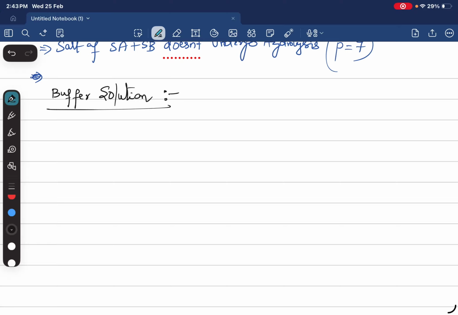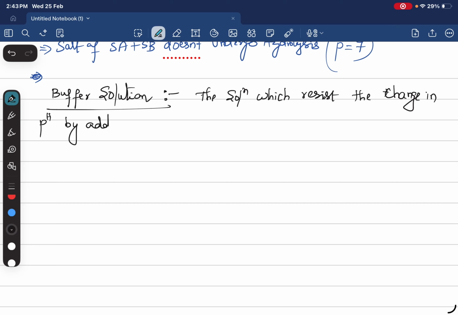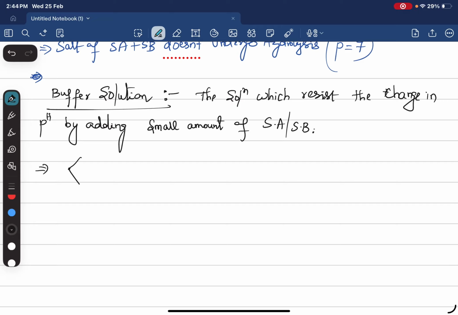So buffer solution: the solution which resists the change in pH by adding a small amount of strong acid or strong base. The solution which resists the change in pH even though we add a small amount of strong acid or strong base is called a buffer solution. So these buffer solutions are of two categories, simple buffer and acidic complex buffer or mixed buffer.